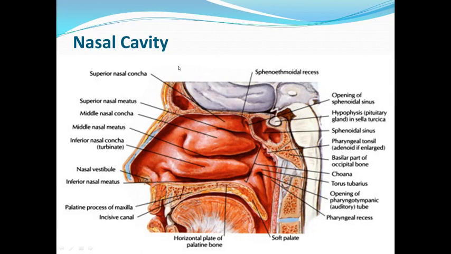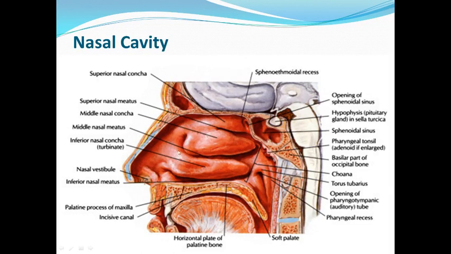Now, what is the nasal cavity? The nasal cavity extends from the external nares, or nostrils, to the posterior nasal apertures. This hole, where I am moving my cursor, is the nasal cavity, and it is divided into right and left halves by a median septum called the nasal septum, giving the right nasal cavity and the left nasal cavity.